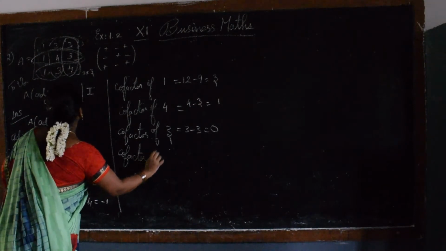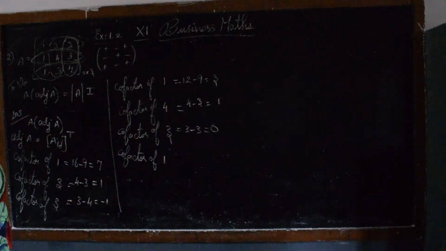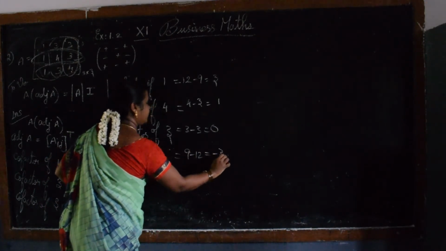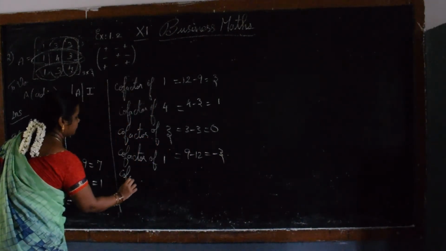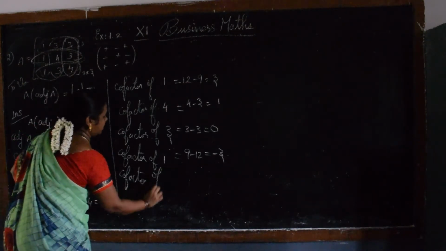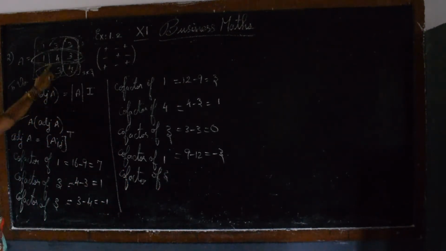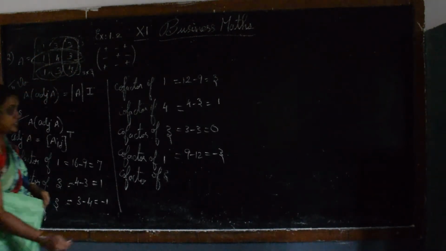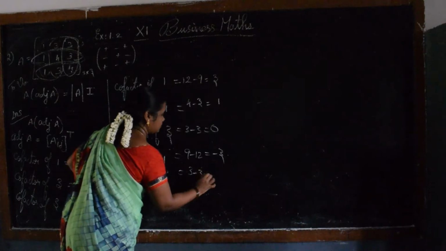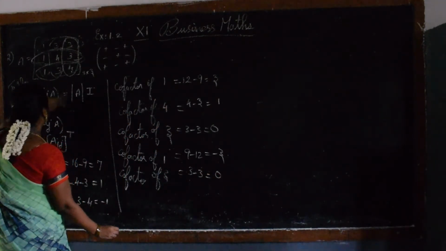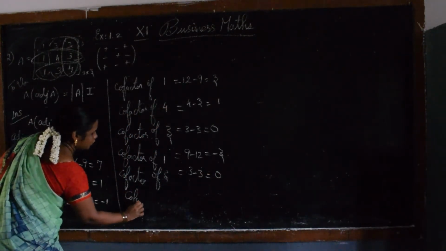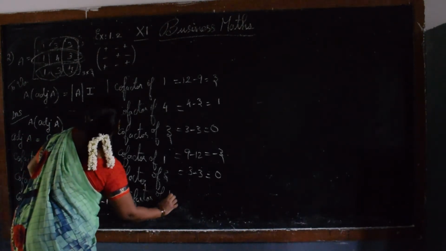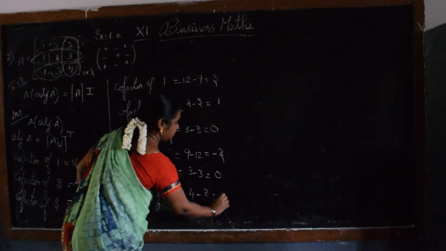Cofactor of 1. What is the cofactor of 1? 9 minus 12, minus 3. Next, cofactor of 3. What is the answer for this? Eliminate this column and row. Remaining 3 minus 3, you will get 0. Last element is 4. What is the cofactor of 4? 4 minus 3 is equal to 1.